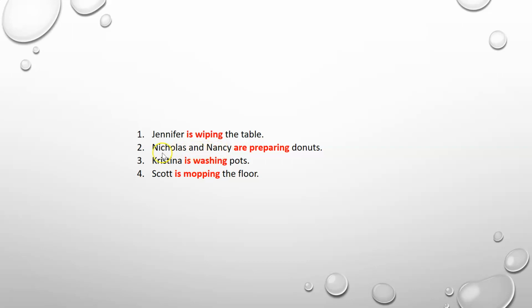Nicholas and Nancy, there are 2 people, it's a plural subject. So for plural subjects, we use form are. So Nicholas and Nancy are. And then we have the verb prepare in an ing form, preparing. Okay, Nicholas and Nancy are preparing donuts.